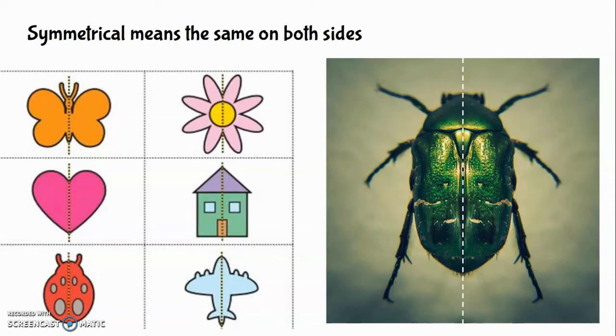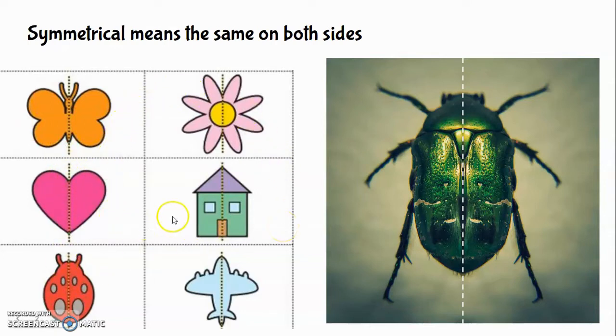Sometimes the line of symmetry might be laying down horizontally, or it could even be diagonal if your shape is tilted. So this flower, for example, has many lines of symmetry. This is one line of symmetry, but there's another line of symmetry that would go right through here, and there's even a line of symmetry that would cut it like this. But the butterfly only has one line of symmetry because you can only fold it one way and have the same thing on both sides. Same thing with the heart, the ladybug, and everything else.